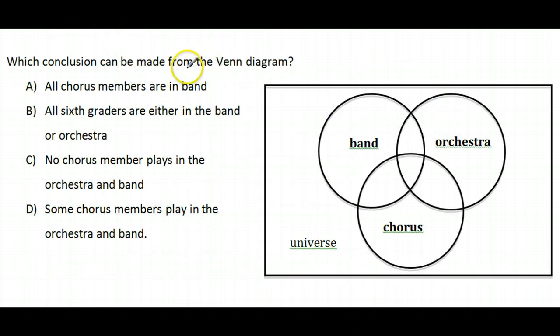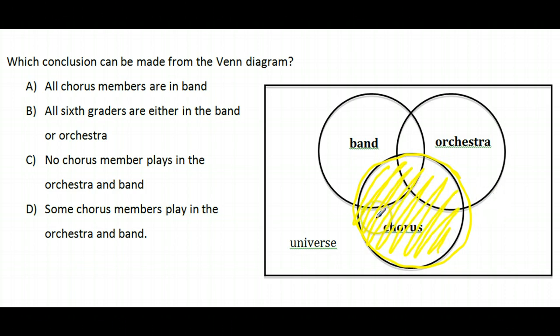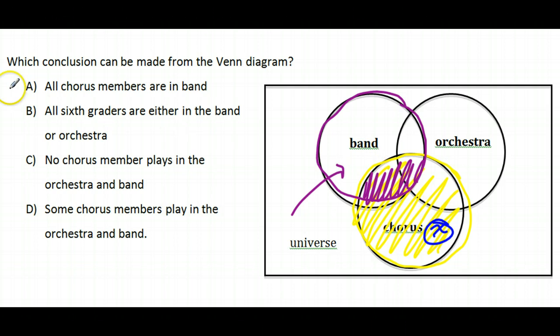So if I give you this Venn diagram here, and I ask you what conclusion can be made from this Venn diagram, I'll give you a few options. First one, are all chorus members in band? Well, we're going to look at chorus members, and that's this circle right here. So all of these people are chorus members. Are all chorus members also in the band? And the answer would be no. These chorus members are in band, but if I chose somebody that was over here, this person is not in band. So all chorus members are not in the band.